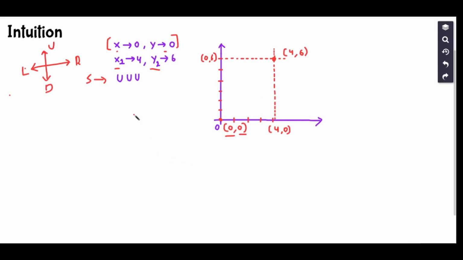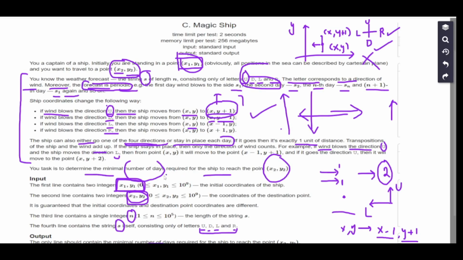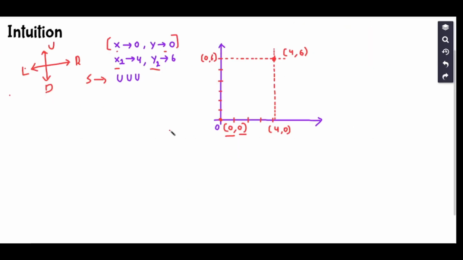Let's see. Okay, so let's solve this problem. The strategy to solve this problem is simple. Observe that, again, we can see the pattern here. What we want is the minimal number of days such that we can move from the initial position, this one, to the final position, this one. That's basically what the problem statement says.